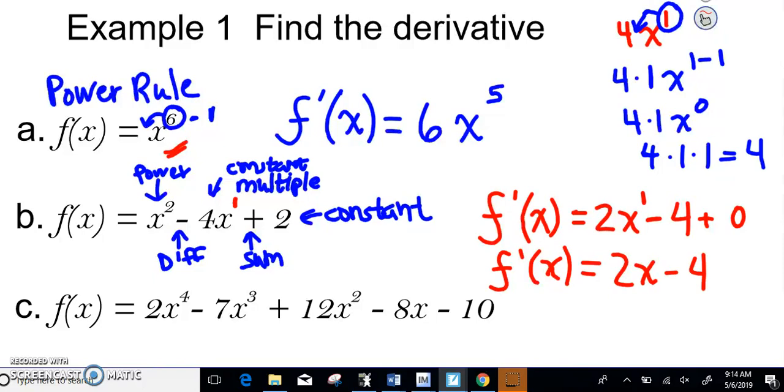So again, we take the exponent and move it in front. Here, we take this portion, move the 1 in front there, so 4 times 1, and x to the 1 minus 1. And then all that simplifies down to 4. And then the derivative of the constant is 0. Okay, not bad.